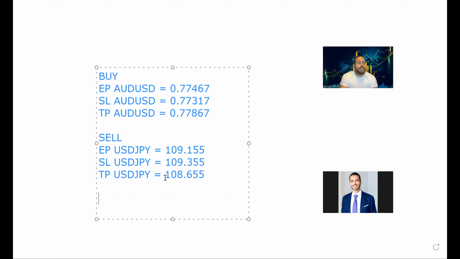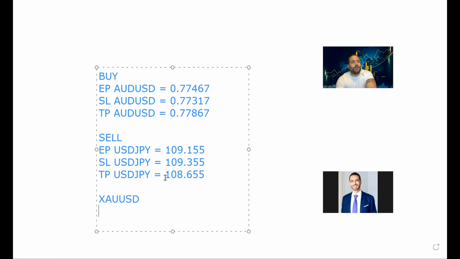Now, next on the list is gold. Gold has 2 decimal points, 2 numbers behind the decimal point. So entry price on gold is 1870.01. Let's make it 00. Current price on gold is 1870.